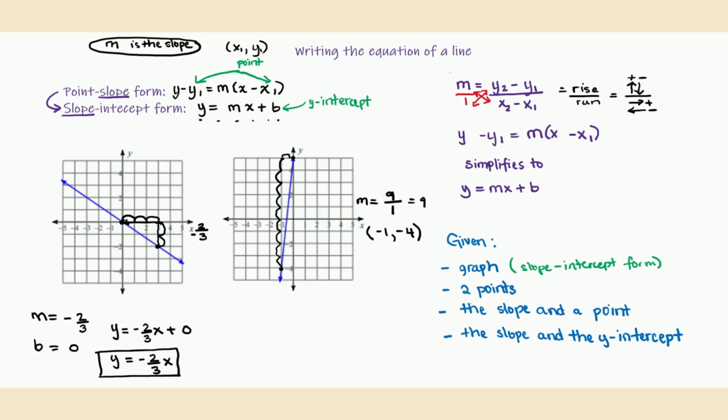And since I have a point and the slope, I will use the point-slope form of the equation of the line. So I'll fill in the point x1, y1, and also m. So y minus y1 equal m, x minus x1. We will swap out y1, and you can label this as well as your x1, y1. So y minus negative 4 equal m, which is 9, x minus x1, which is negative 1.